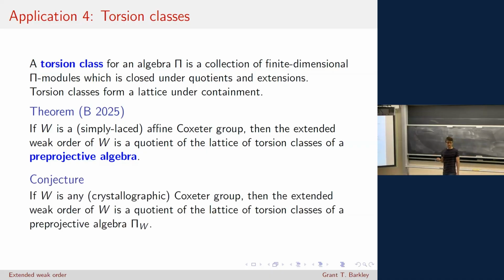Okay, so one might conjecture that this is true for all extended weak orders, or at least where you can make sense of the pre-projective algebra. If I have a crystallographic Coxeter group, those are the ones for which you can make sense of the pre-projective algebra, then we could conjecture that the extended weak order of W is actually a quotient of the lattice of torsion classes of the pre-projective algebra. So there should be some algebraic incarnation of extended weak order. And I think that's all I have to say. So thank you.